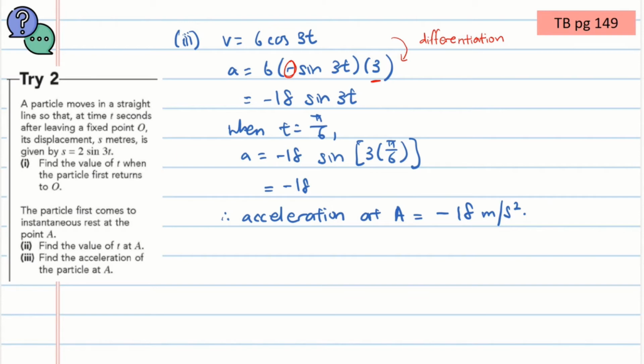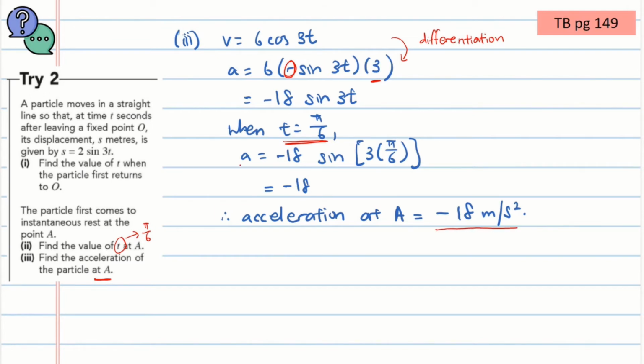Okay, since we want to find the acceleration of the particle at A itself, and the time at A is actually what we found in part 2, which is pi over 6. So we substitute pi over 6 into our acceleration function, and we find that our acceleration will be negative 18 meters per second squared.